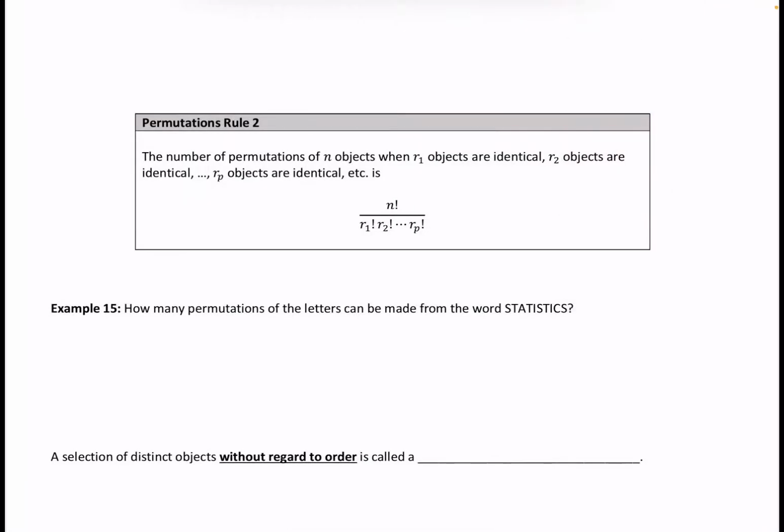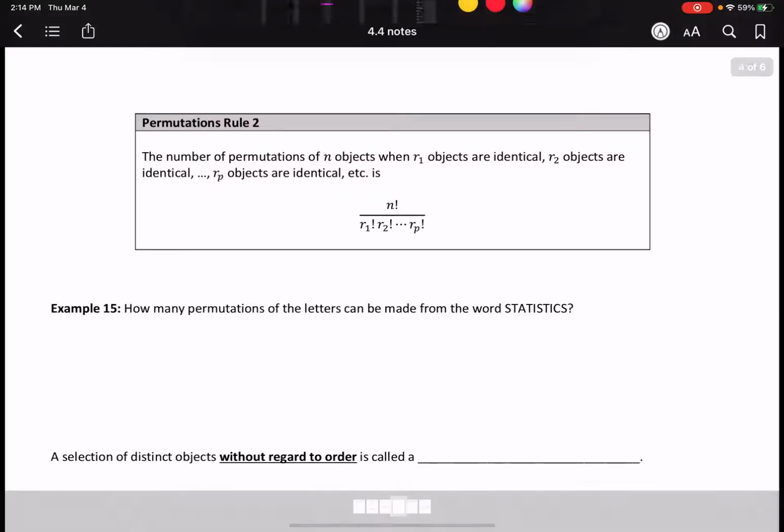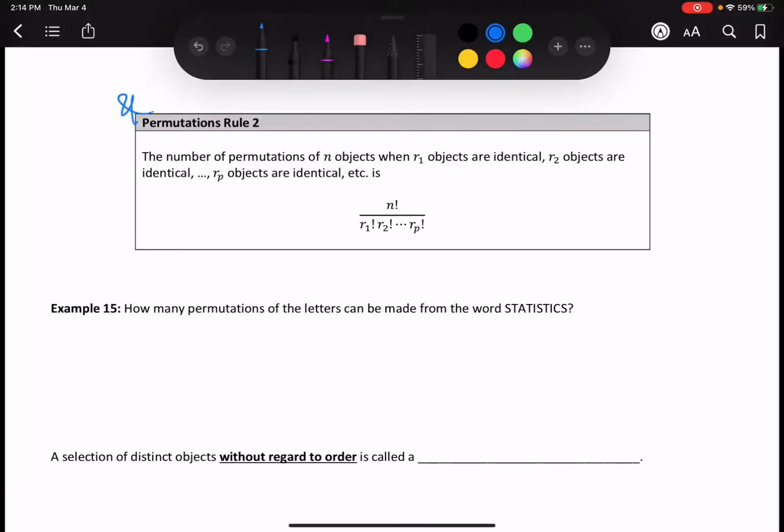All right, guys, so let's take a look. I believe we've introduced the second permutation rule, which allows us to deal with situations when I have identical objects. Not just one set, but P sets. So let's go ahead and answer the question: how many permutations?